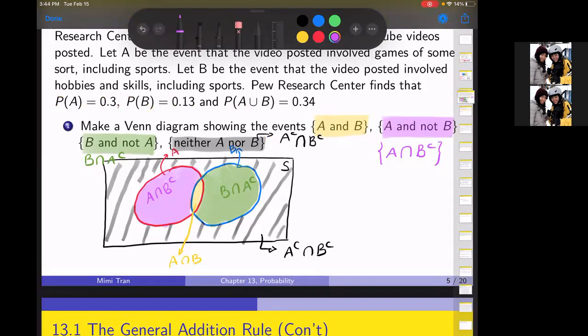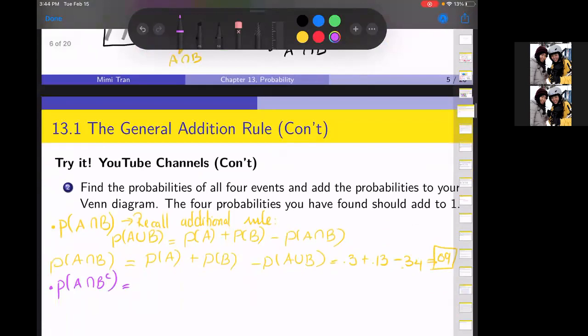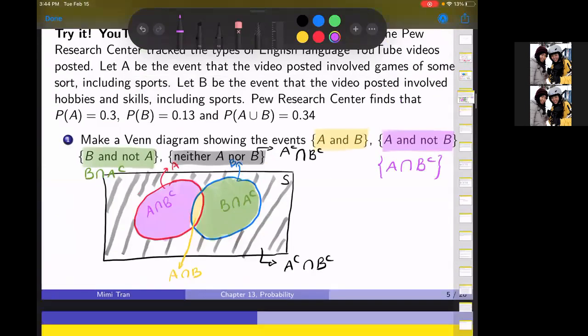I just want this purple. Do I know the red ball? Yes, I do. 0.3, right? Do I know the yellow part? The intersection. We just did the yellow part. So I want the purple, red minus yellow.